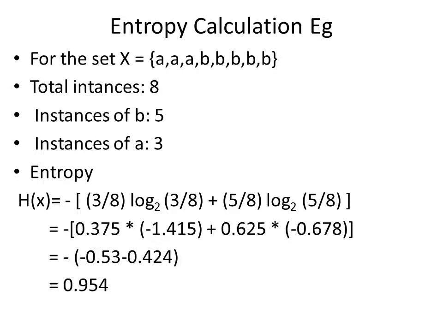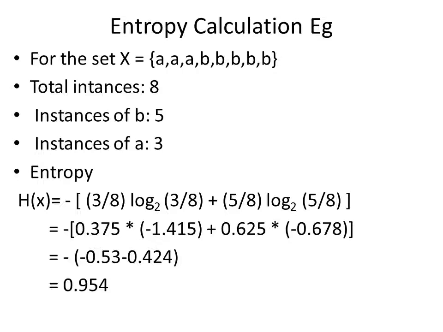We have taken an example for the set of X equal to A, A, A, B, B, B, B, B. See, the set of X contains 8 instances. There are 3 A instances, there are 5 B instances. So total instances 8, instances of B 5, instances of A 3. So how to calculate the entropy?